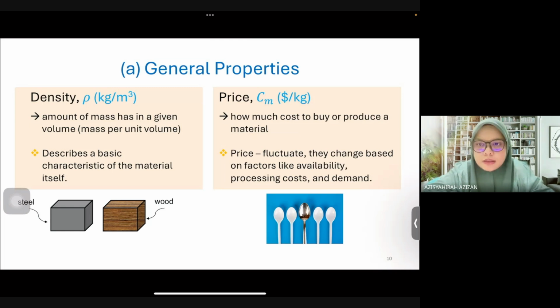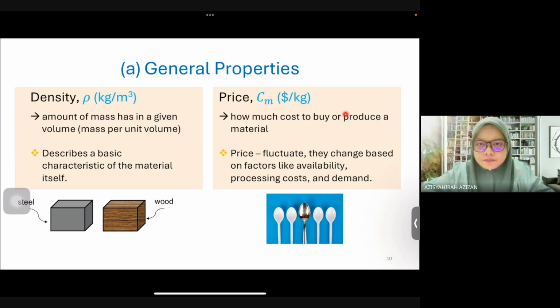Density is actually a physical property, which is a general property. So it does not relate to how a material behaves under a force. That goes into mechanical properties. But this general property, density, describes a basic characteristic of a certain material.